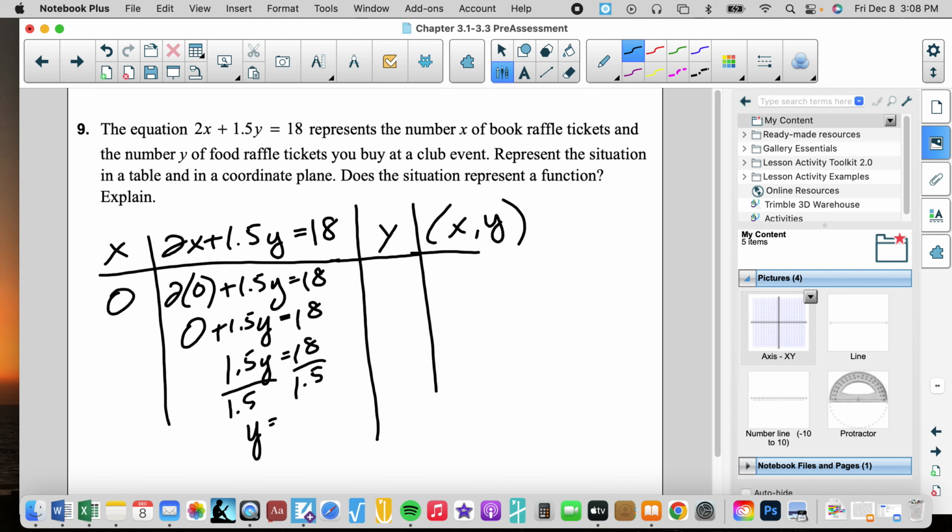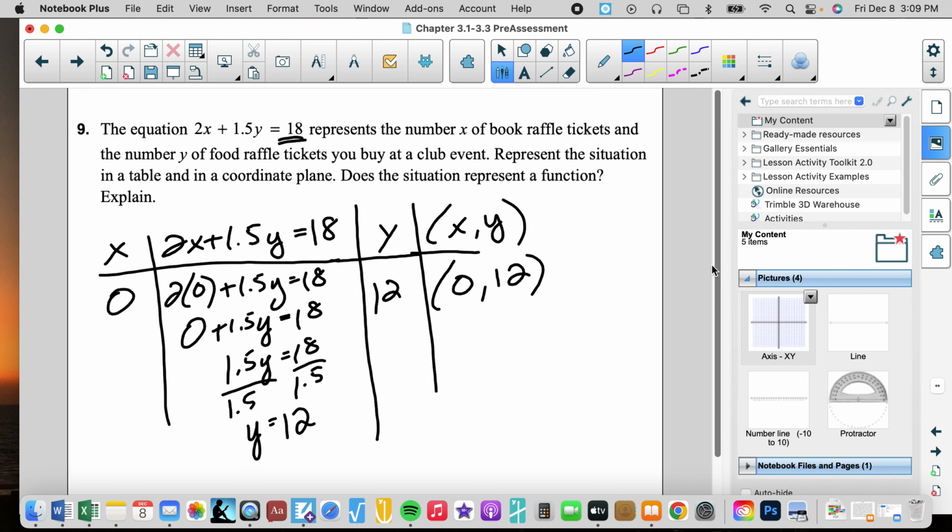is that 6? No, it's not 6. There's 2 in every 3, and there are 12? Is it 12? I think it's 12. I'm sorry, I'm not using a calculator, I'm using my brain. So I'm going to say 0, 12. When we sell 0 book raffle tickets, we have to sell 12 food raffle tickets in order to raise $18. That is equivalent to the $18.